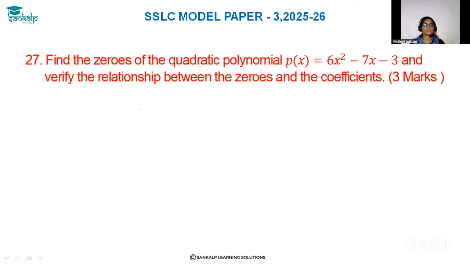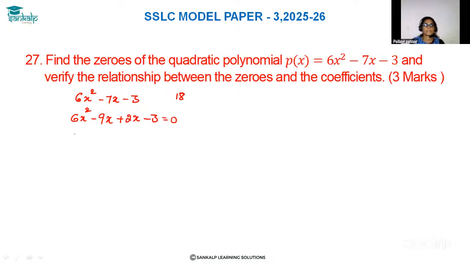Okay. So here, quadratic polynomial 6x square minus 7x minus 3. Factor the polynomial by splitting the middle term. Here the product of first and last term is 18. So 9 twos are 18, 9 minus 2 is 7x. So 6x square minus 9x plus 2x minus 3 is equal to 0.